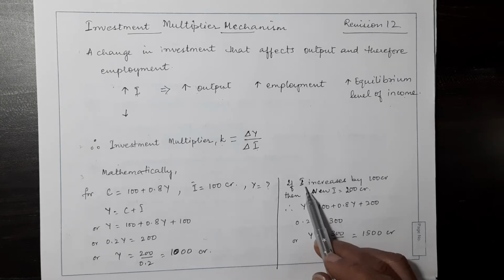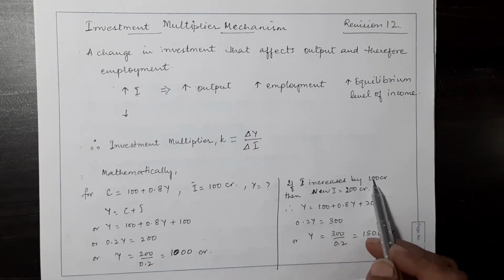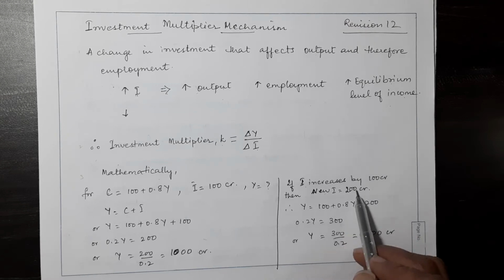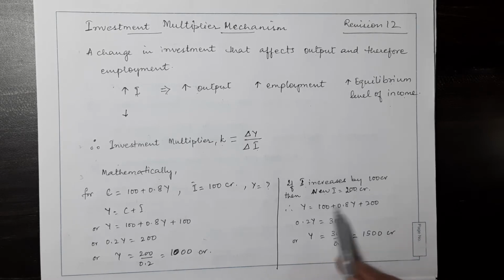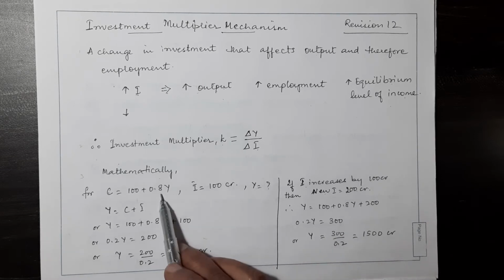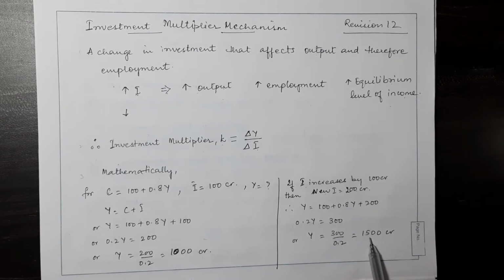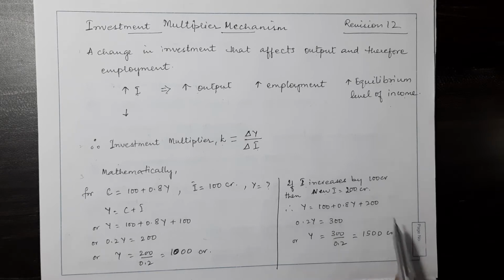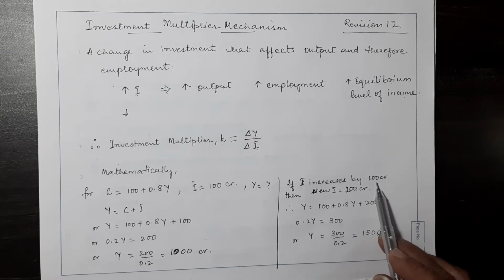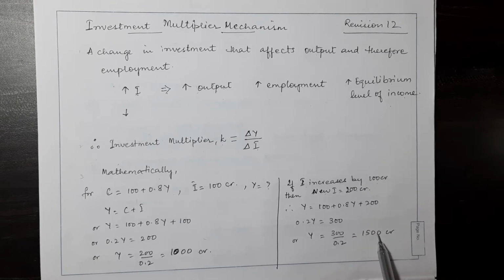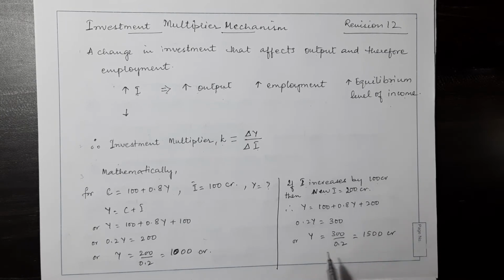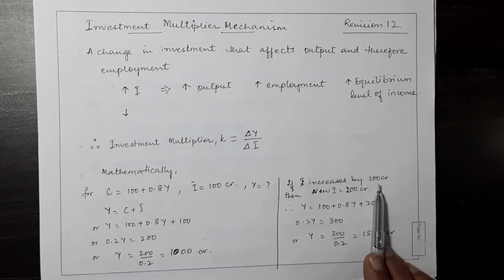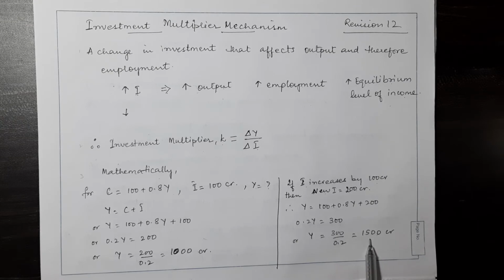Now let's say that the investment increases by 100 crore. So the new investment now becomes 200 crore. Then when we calculate the income for the same given consumption function, we find that the income increases to 1500 crore. So the difference between 1000 and 1500 is 500 crore. So for a change in investment of 100 crore, there's a change in income of 500 crore. So that means the income multiplier or investment multiplier is now 5, because income has increased 5 times. So K is equal to 5.